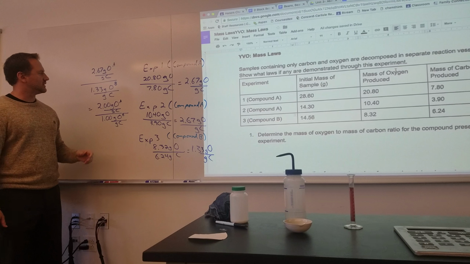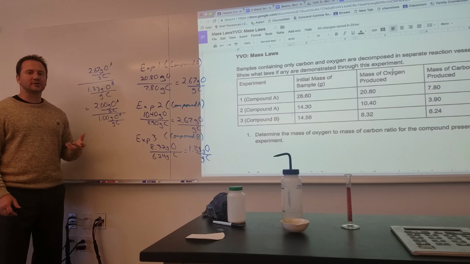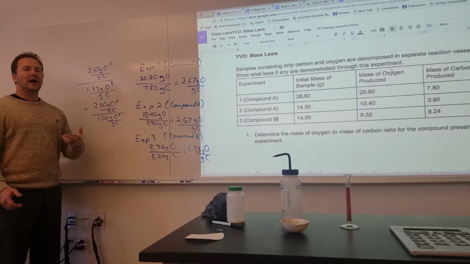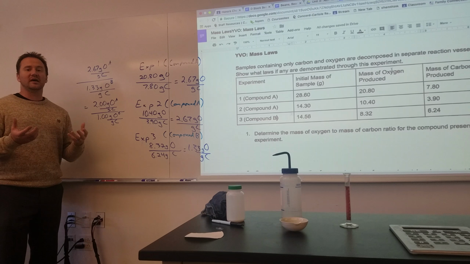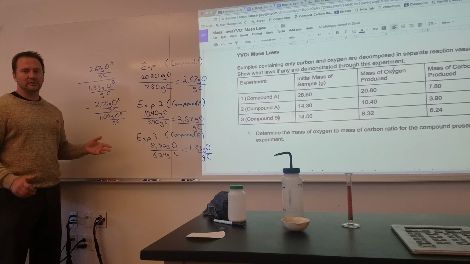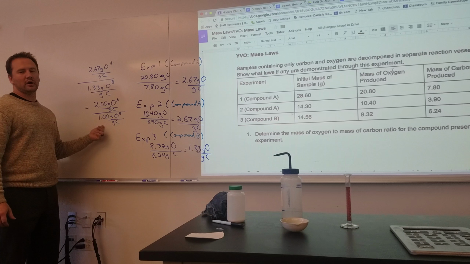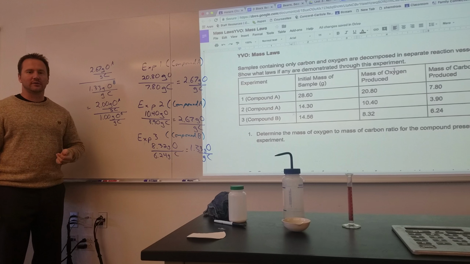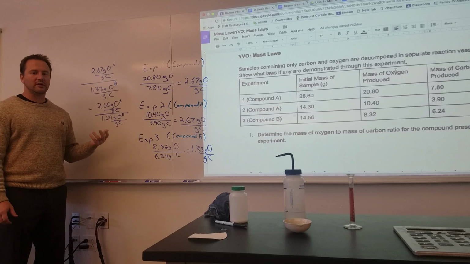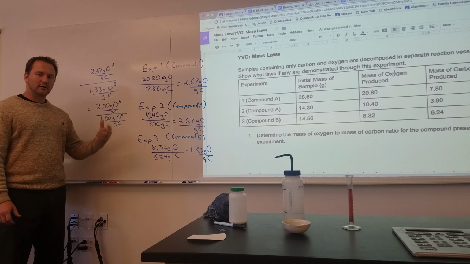And what that implies is that compound A has twice as much oxygen relative to the amount of carbon as compound B. So for example, this could potentially be, and this doesn't definitively state this, but it could be carbon monoxide would be compound B, and carbon dioxide would be compound A, where you have twice the relative mass of oxygen in compound A.